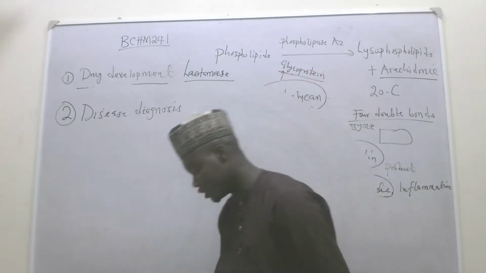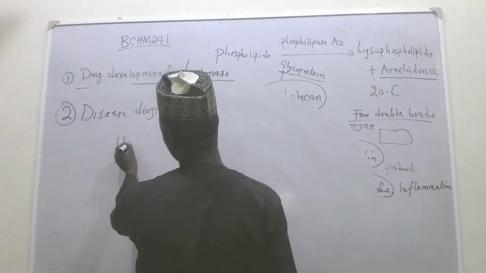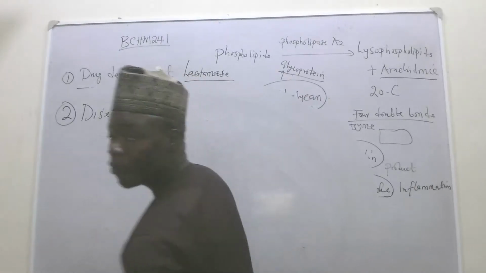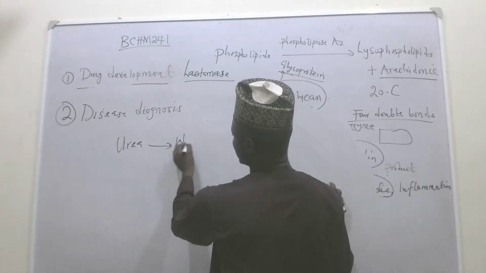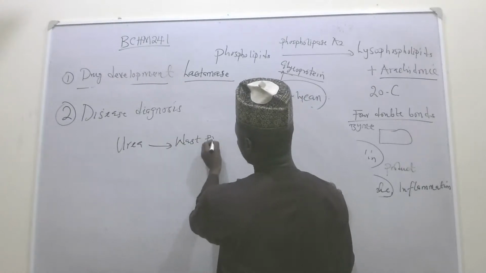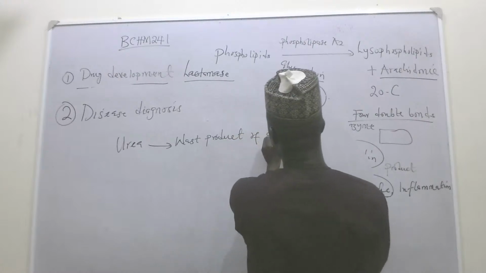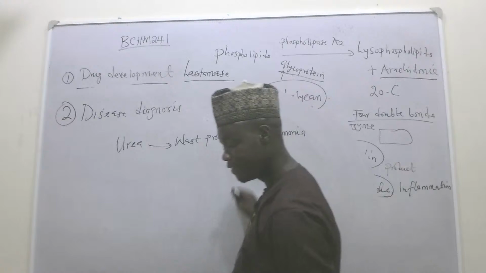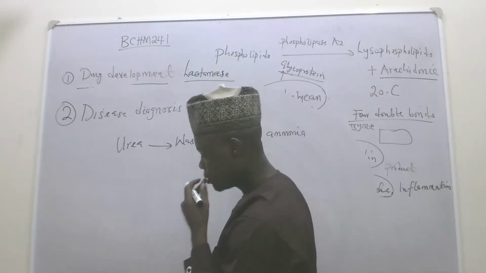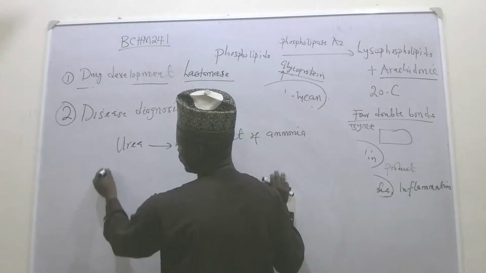So in disease diagnosis, ladies and gentlemen, let me take urea. What is urea? Urea is a waste product of ammonia. So what happens, ladies and gentlemen? We know that we take protein. When we eat, we take protein.